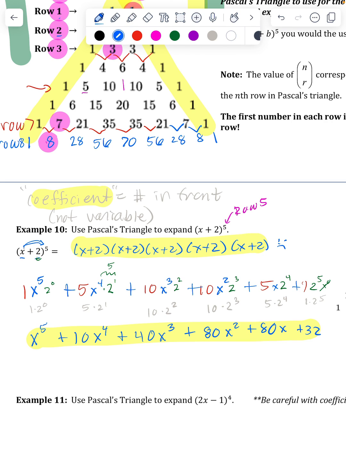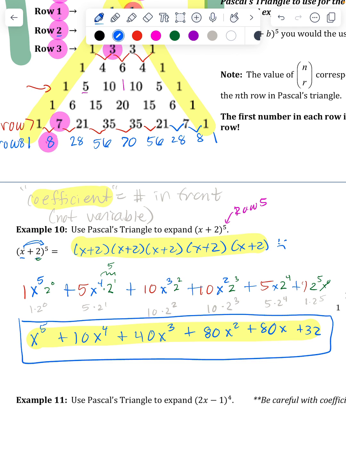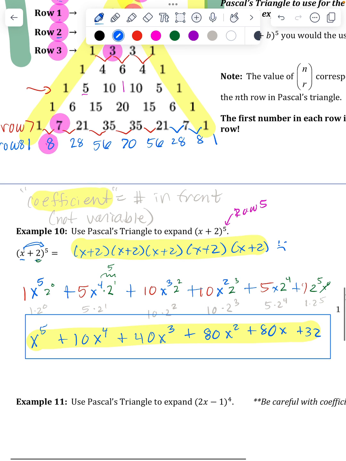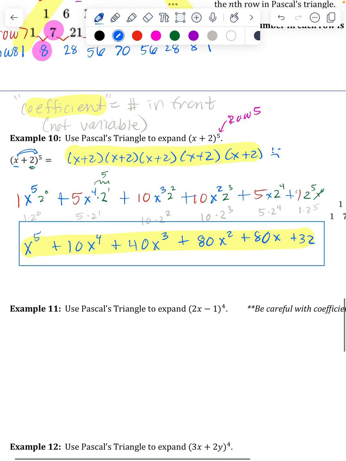So even though that seems like a lot of work, you're just using patterns and the Pascal's triangle to help you get an answer rather than having to actually multiply them all out. So trust me, this is much better. So let's try a couple more times with some differences in what's going on.